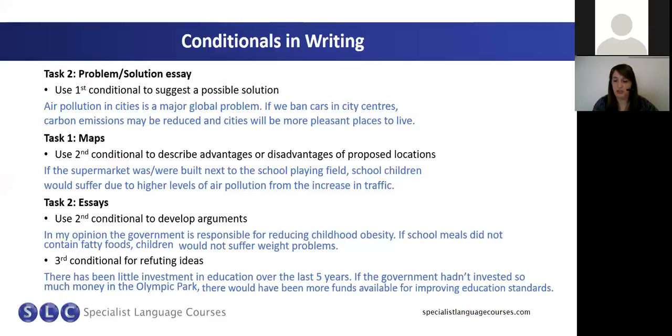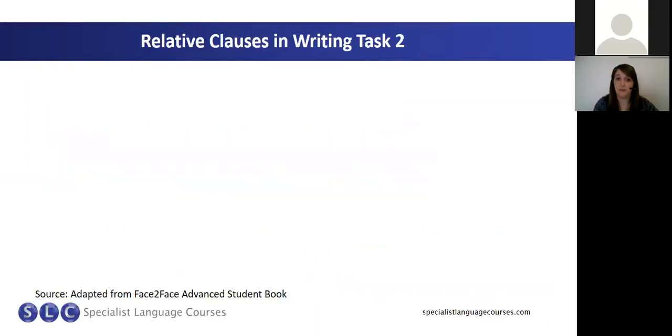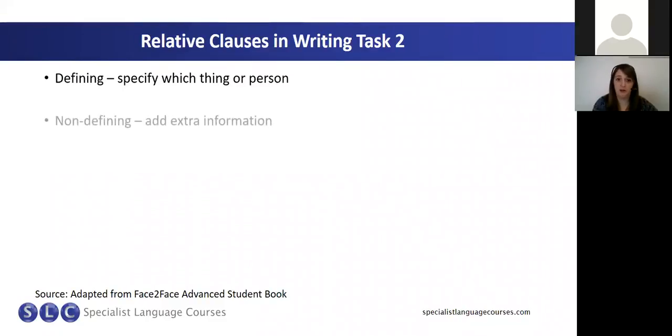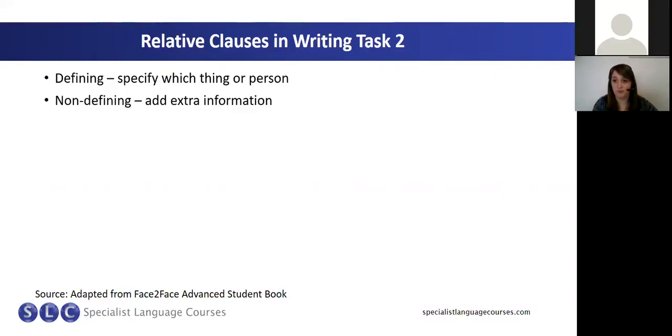Let's move on to look at the next area of grammar. We're looking at relative clauses for task 2. So we have 2 types of relative clause: defining, which specifies which thing or person we're talking about, and non-defining, which adds extra information.